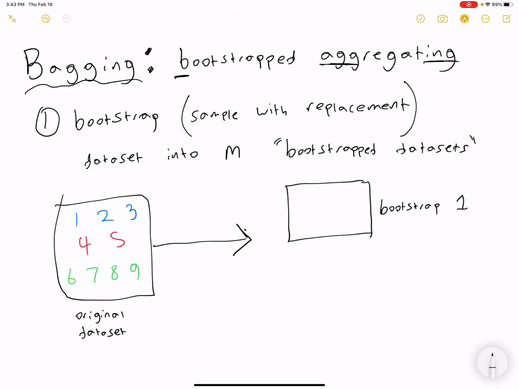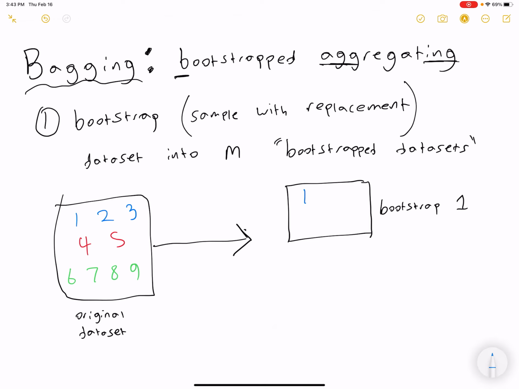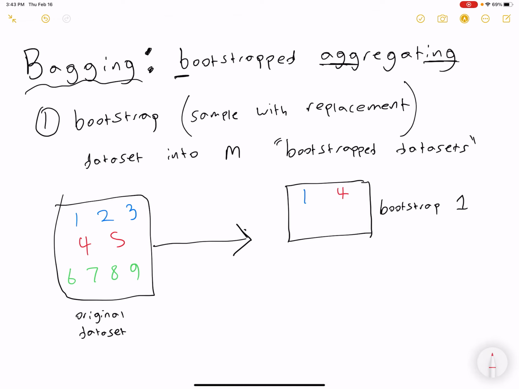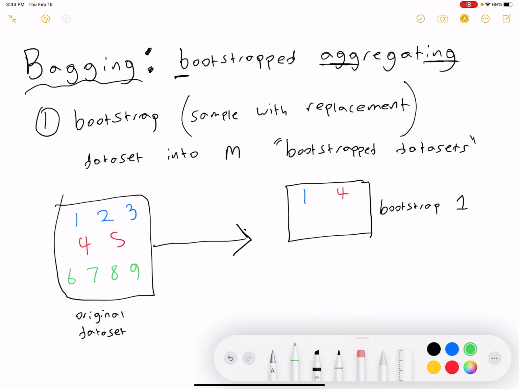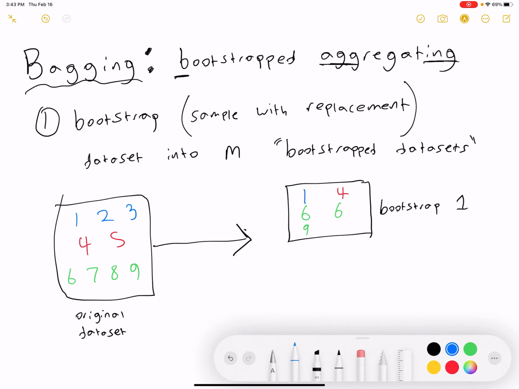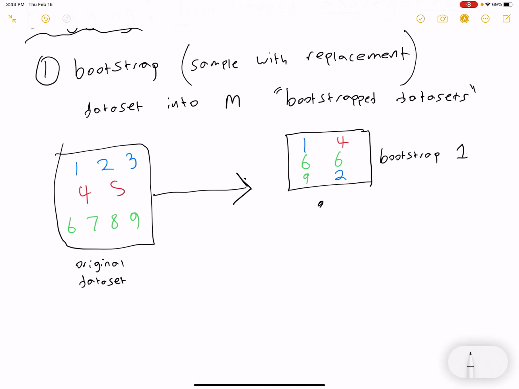Bootstrap 1. We might randomly choose a 1 the first time, then randomly choose another element that might happen to be 4. Then another element that might happen to be 6, then 6 again, then 9, then 2. That's one bootstrap. We do this multiple times for M bootstraps.